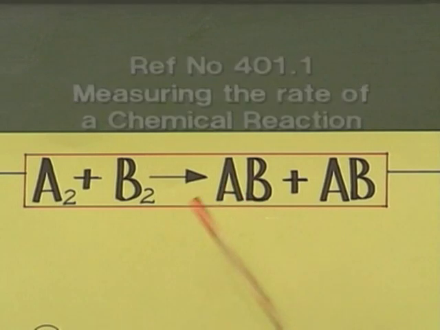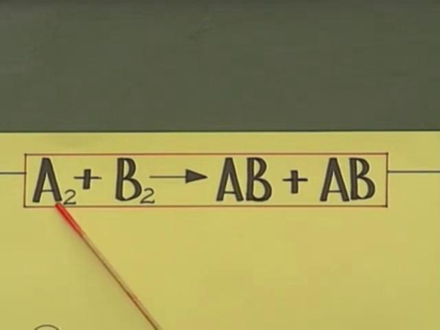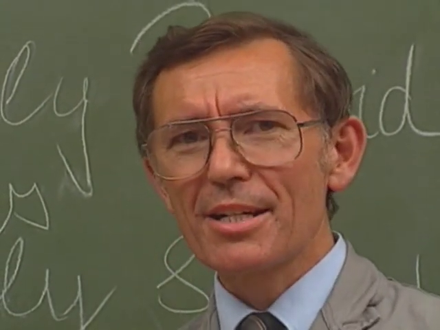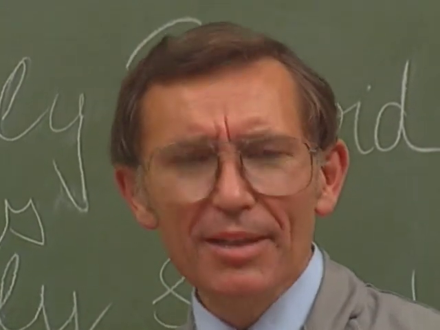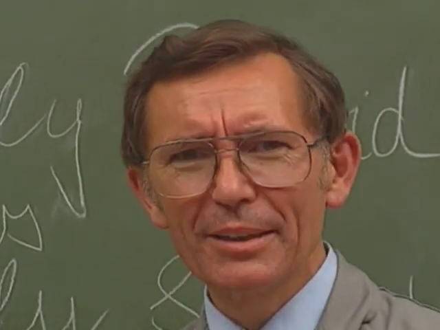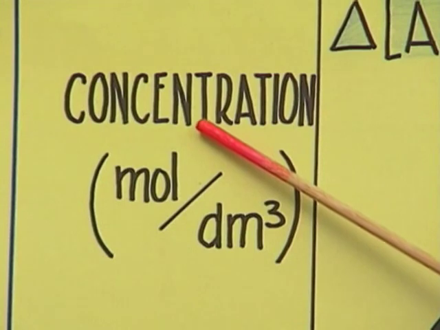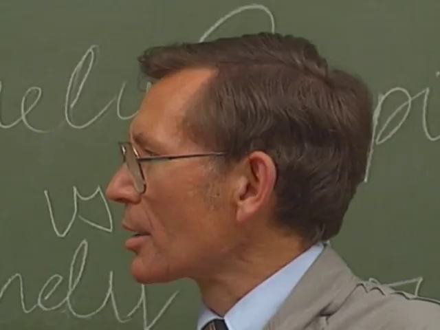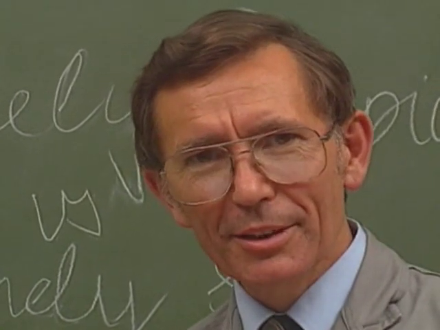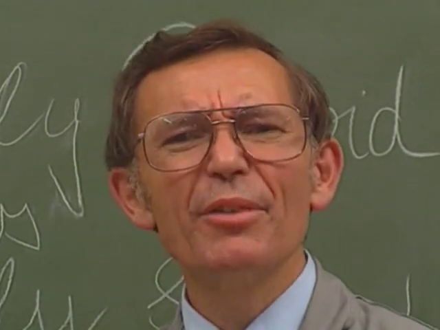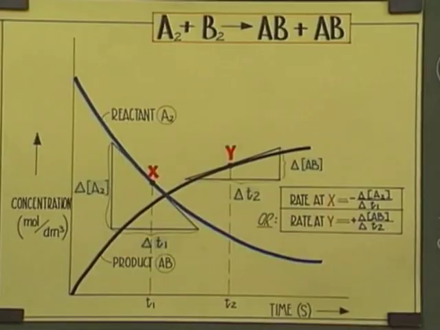Let us look at the reaction between two imaginary diatomic molecules, A2 and B2, to produce the product molecules AB. The rate of a chemical reaction can be measured in terms of the rate at which the reactants are being used up or the rate at which products are formed. In other words, it can be given by the decrease in concentration in mole per decimeter cubed of a reactant per second, or by the increase in concentration in mole per decimeter cubed of a given product per second.